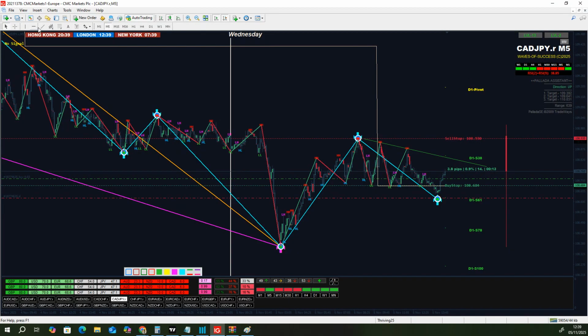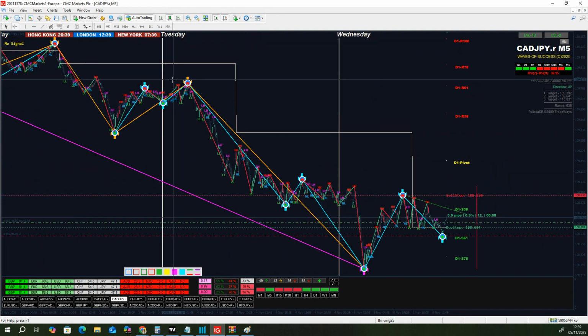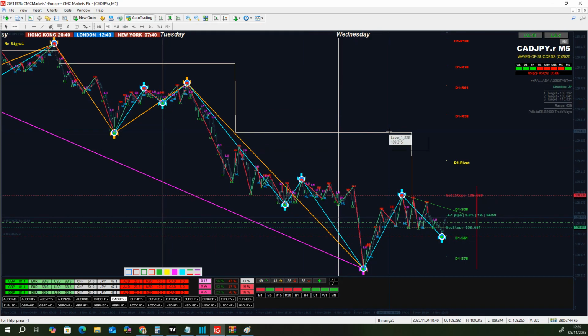Somewhere here. Let's put a line through 39. Squeeze the chart. It's above there. Okay, above this lower high. So that's the 41 as the baseline of yesterday.